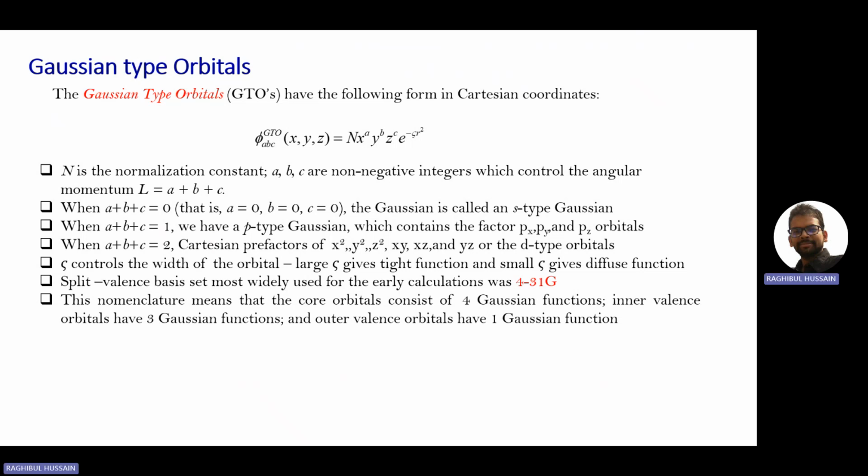And then we have the split valence basis set, that is 4-31G. The valence sets are split into 3 and 1, inner and outer valence orbitals. The nomenclature 4-31G implies the core has 4 Gaussian functions, inner valence orbitals have 3 Gaussian functions, and outer valence orbitals have 1 Gaussian. G implies it's a Gaussian function, capital G. So we'll be using this particular basis set.